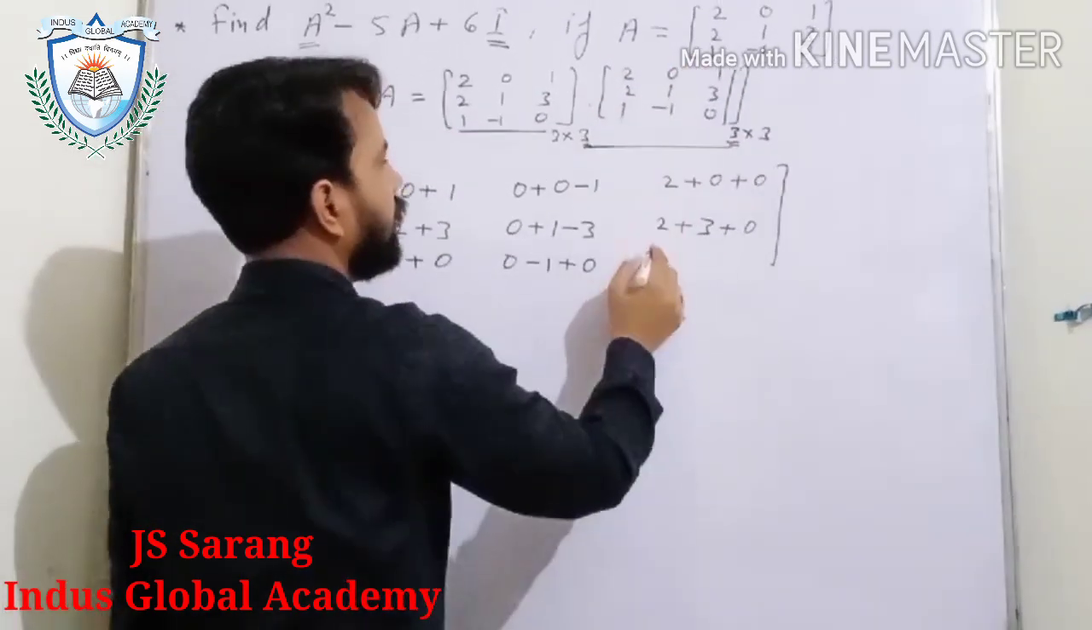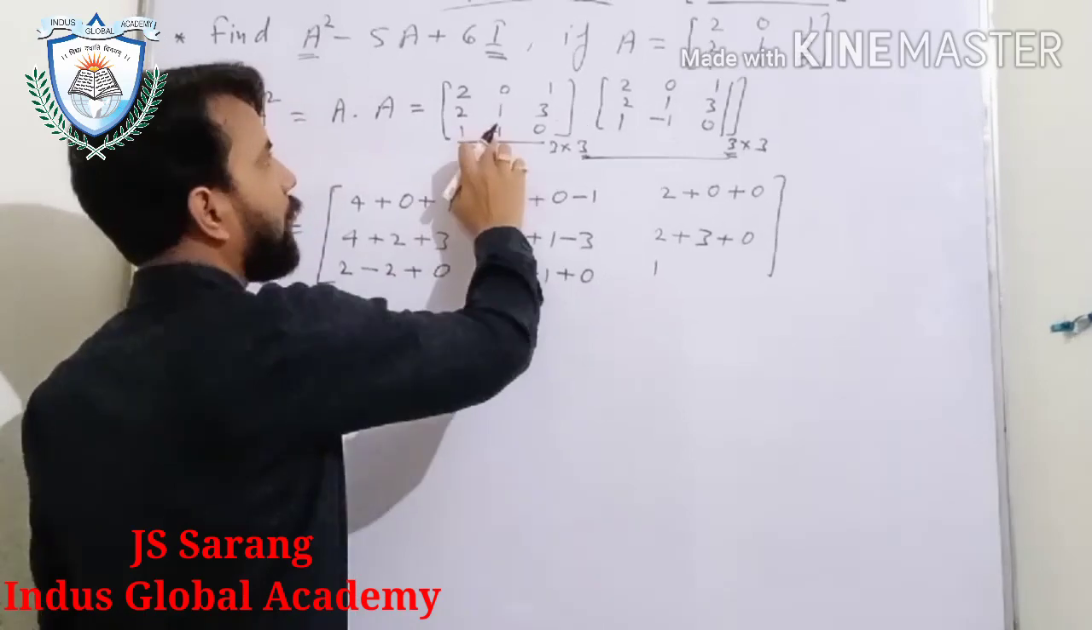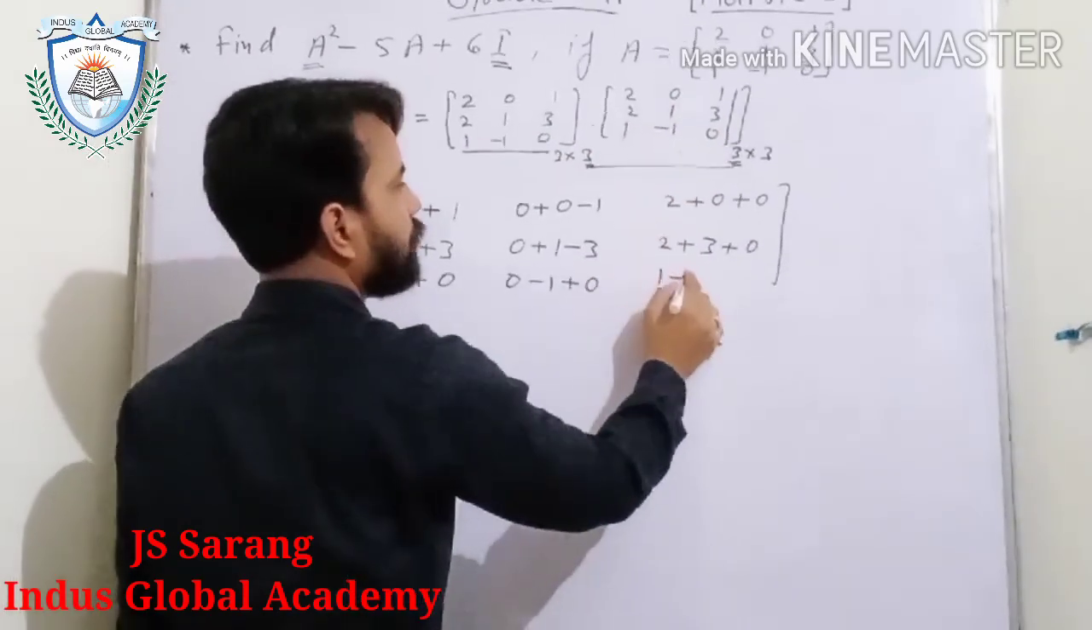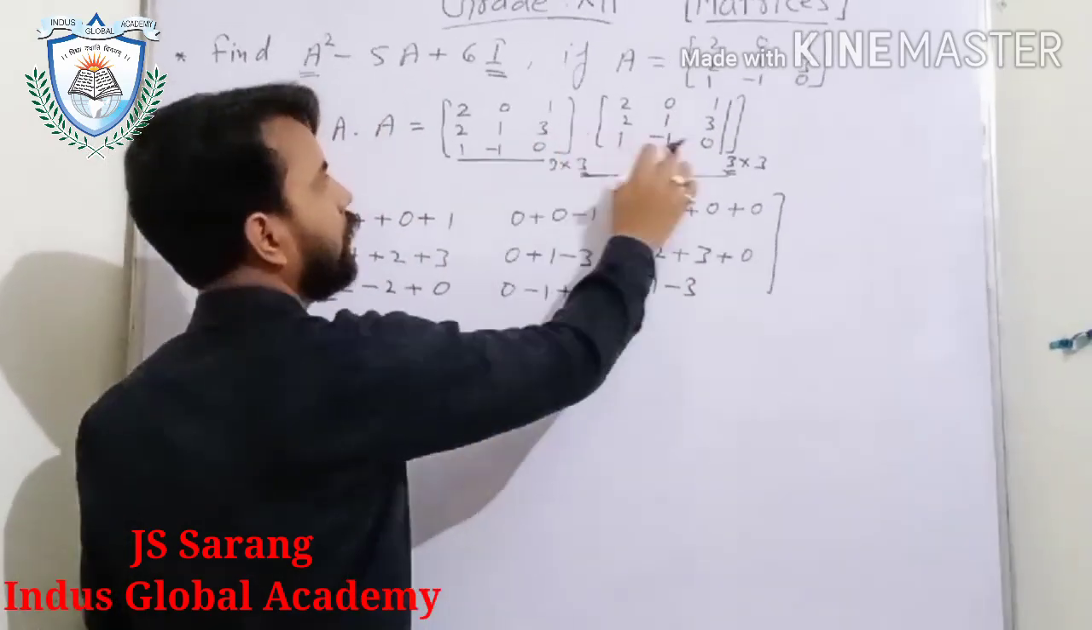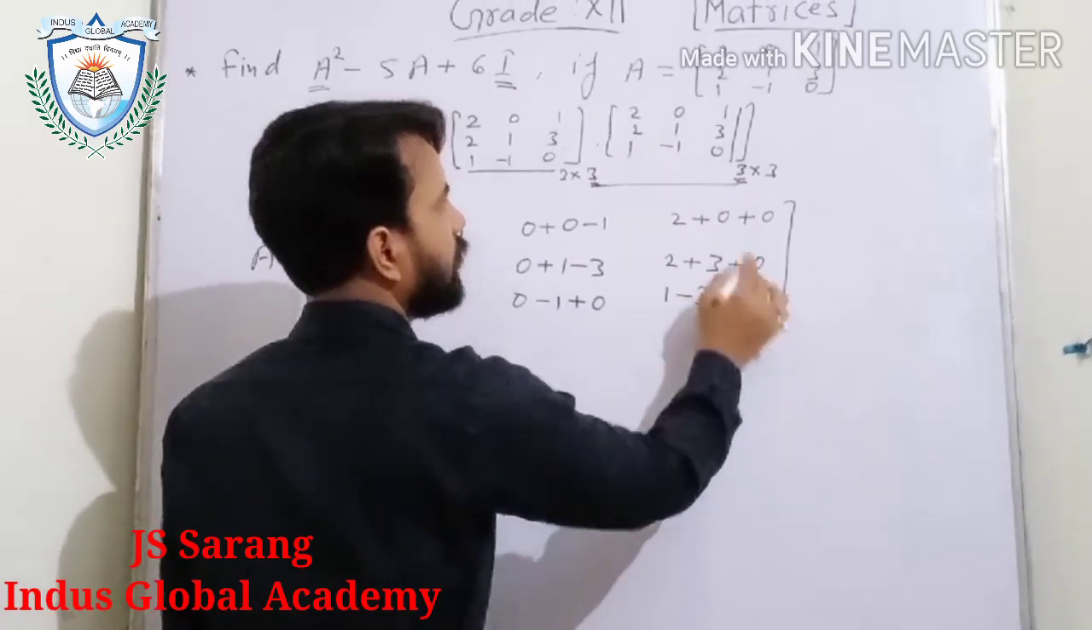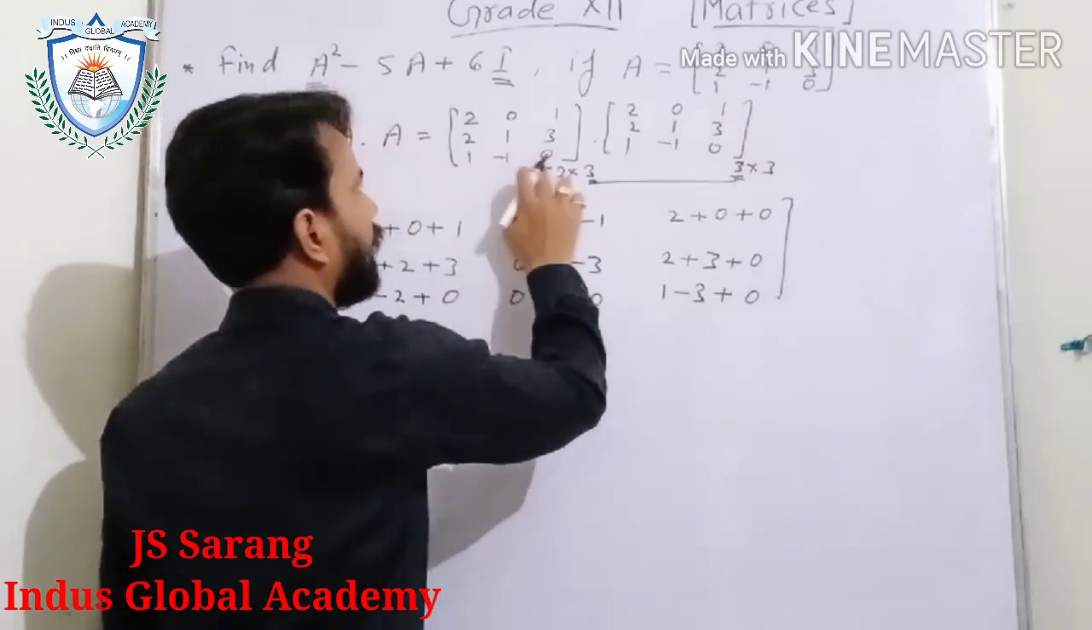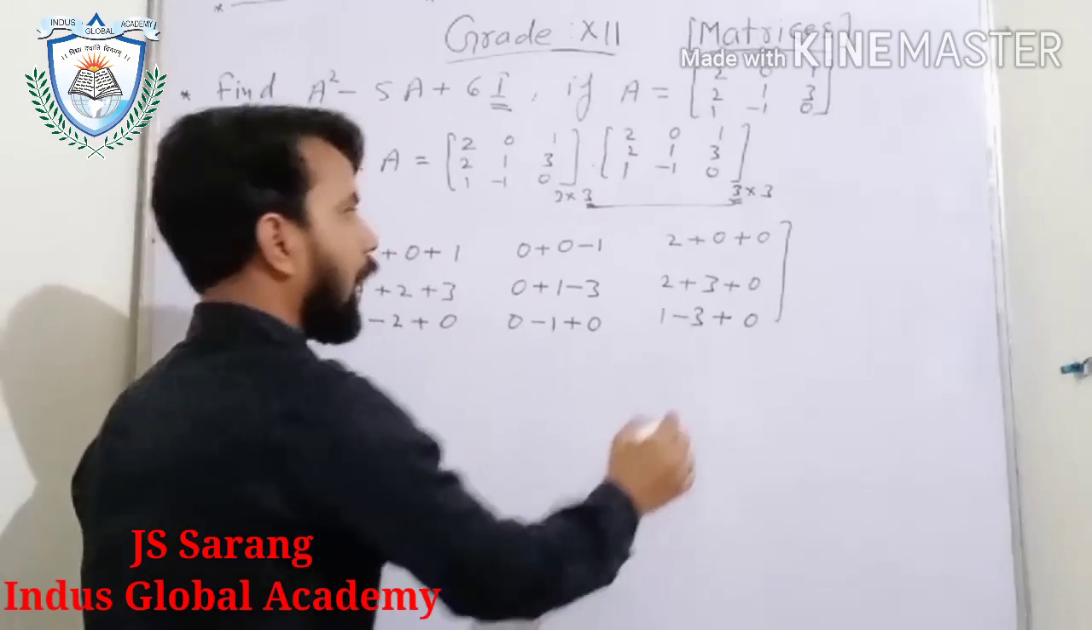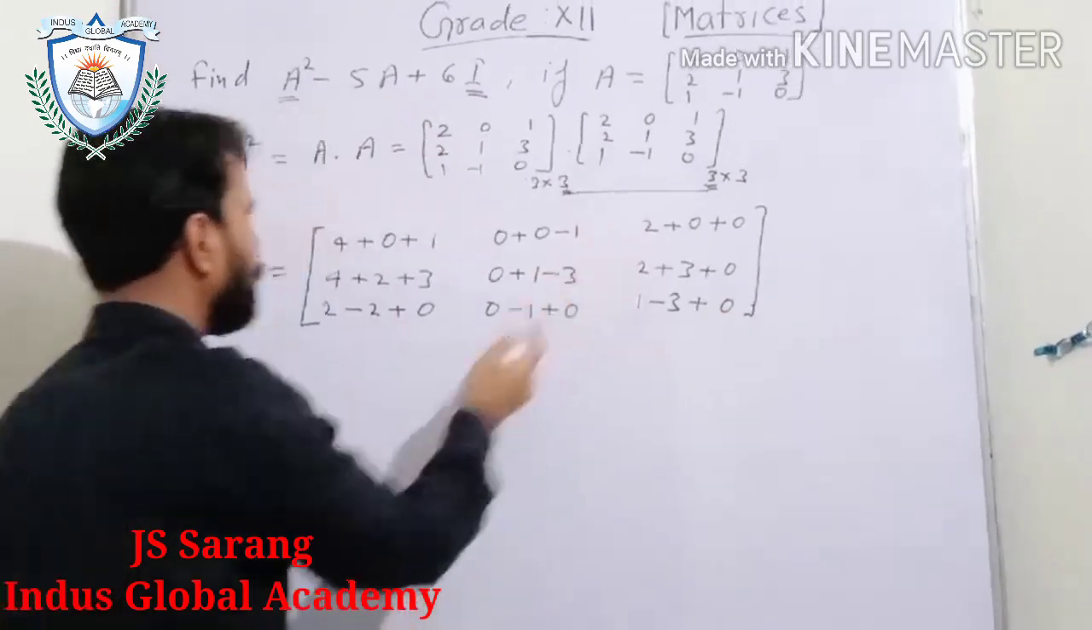Now the third row is multiplied by the third column. 1 into 1 gives you 1. Minus 1 into 3 is minus 3. And 0 into 0 gives you 0. Clear? Now after doing this, we will just simplify.